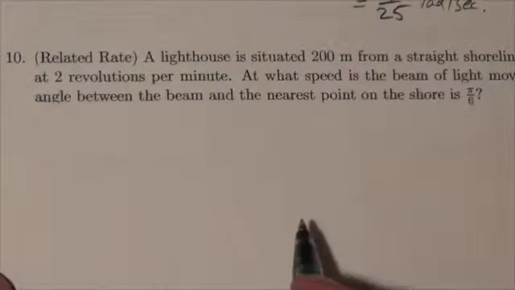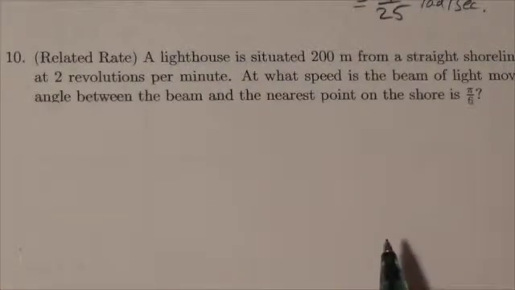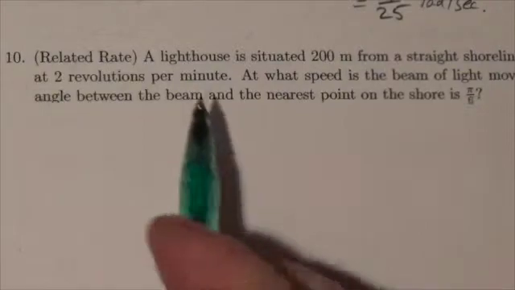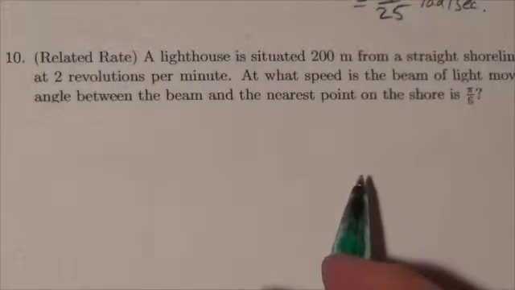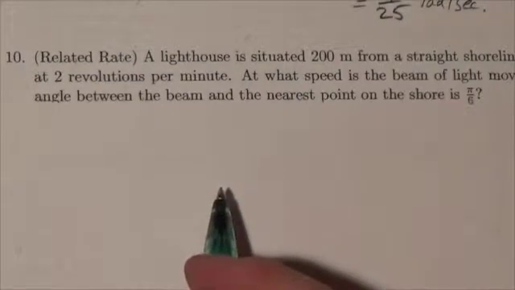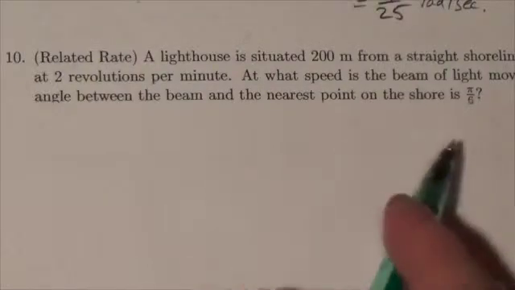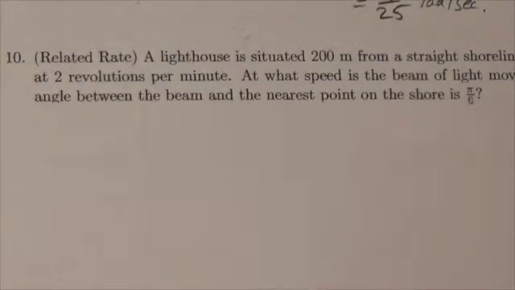All right, hi everybody. We're working through the trigonometry review for calculus here. Just working through a related rate problem. It says a lighthouse is situated 200 meters from a straight shoreline, and the light rotates clockwise at 2 revolutions per minute. At what speed is the beam of light moving along the shore when the angle between the beam and the nearest point on the shore is pi over 6?